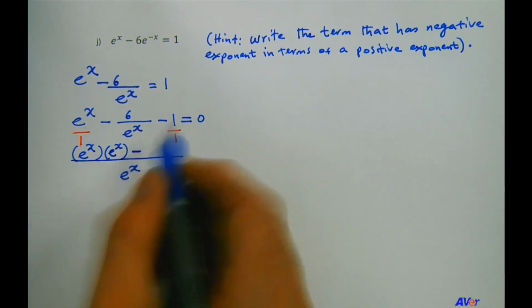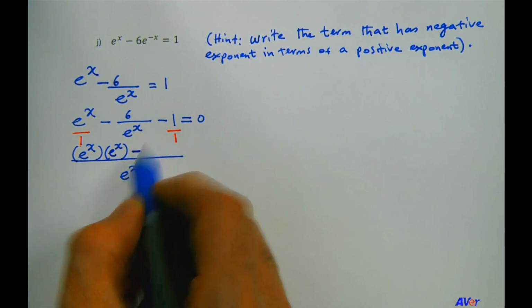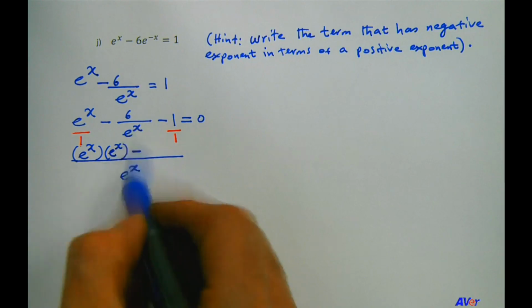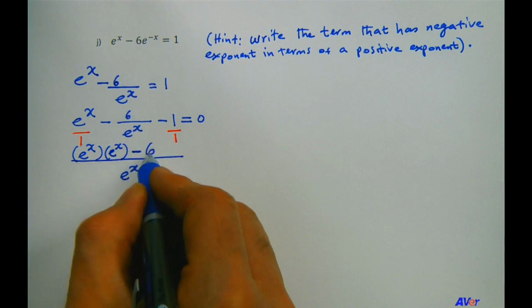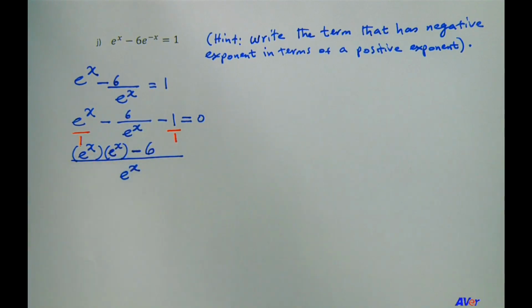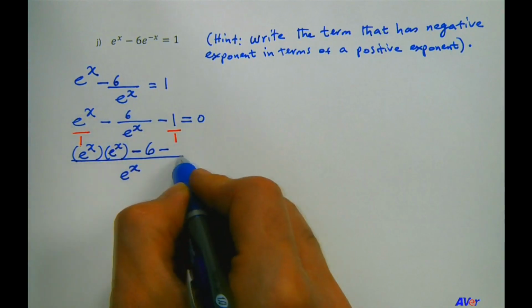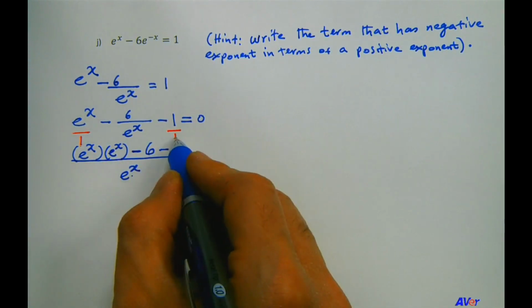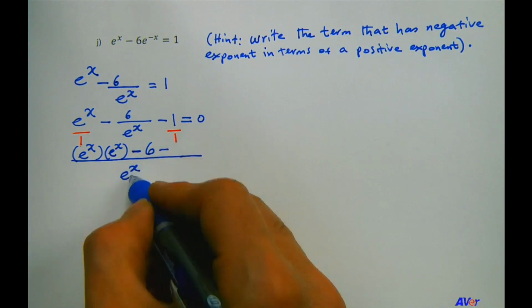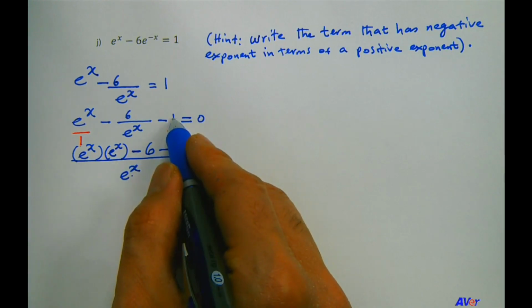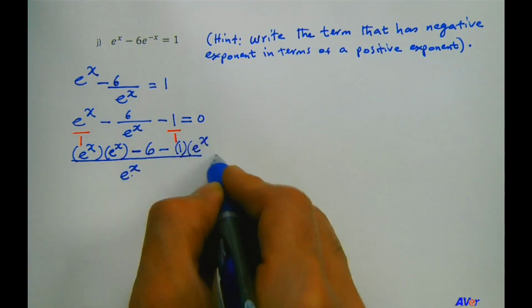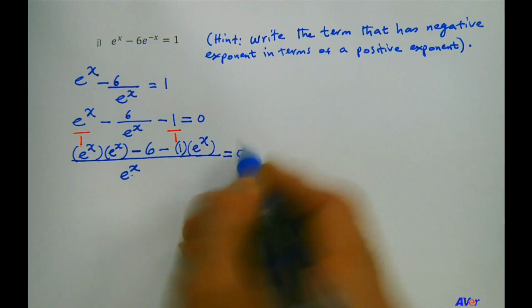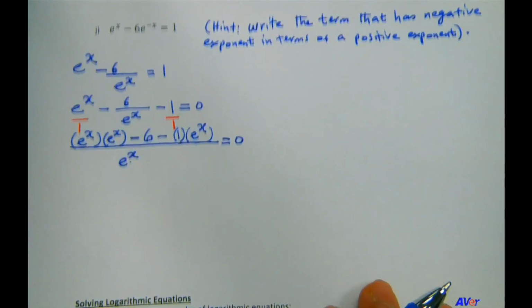Minus. Compare this common denominator with that denominator. Is there anything missing? No. So don't multiply minus 6 by anything. Just write it down, keep it as it is, minus 6. Minus. Compare this, e to the x, with the common denominator. Is there anything missing? Yes, the whole thing. So multiply the numerator 1 by e to the x. So 1 times e to the x, and the other side equal to 0.